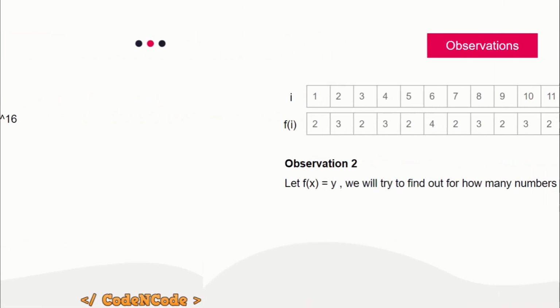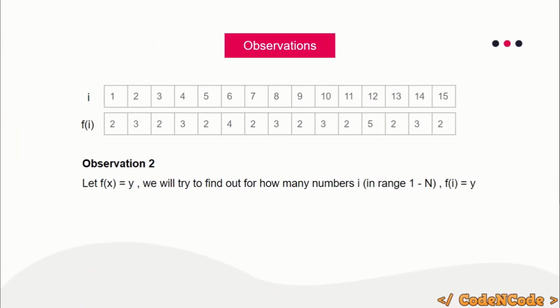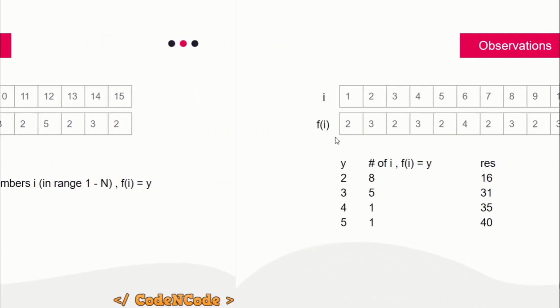So let's go and see observation 2. First of all, these are all of the integers and I have evaluated their f of i here, so that we can use this to understand our observation better. Observation 2 says that if f of x is equal to y, instead of running a loop from 1 to n, we'll try to find out how many numbers i are there such that f of i is equal to y, and i is in the range 1 to n. This might not be as clear, so let's go for an example.